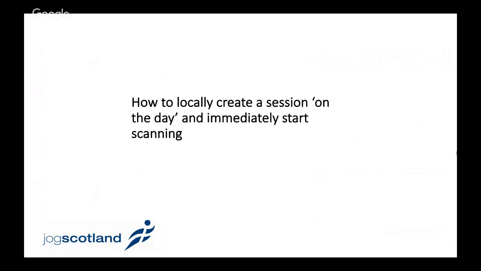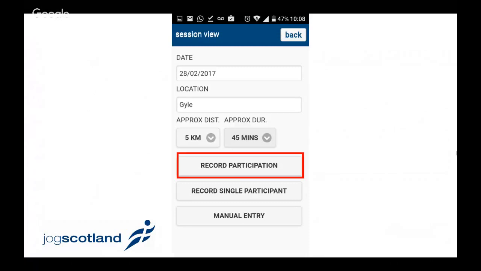Now I'll show you how to locally create a session on the day and immediately start scanning. To locally create a session on the day and immediately start scanning, follow the instructions from the previous section, but stay on the session view page instead of going back. Tap the Record Participation button to start scanning everyone's barcodes. This will launch the scanner, which is a camera viewfinder with a line through the center.